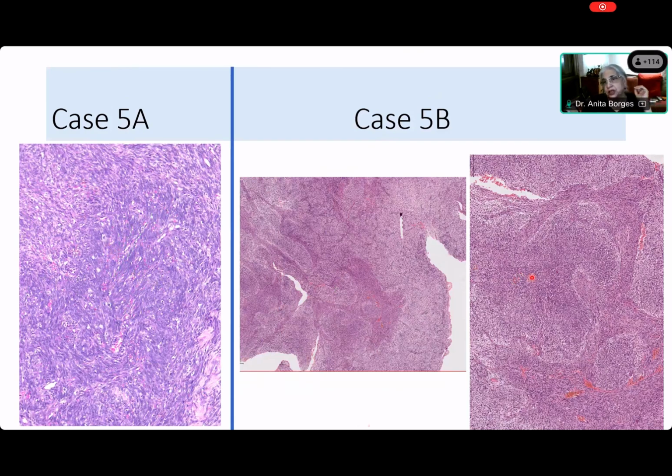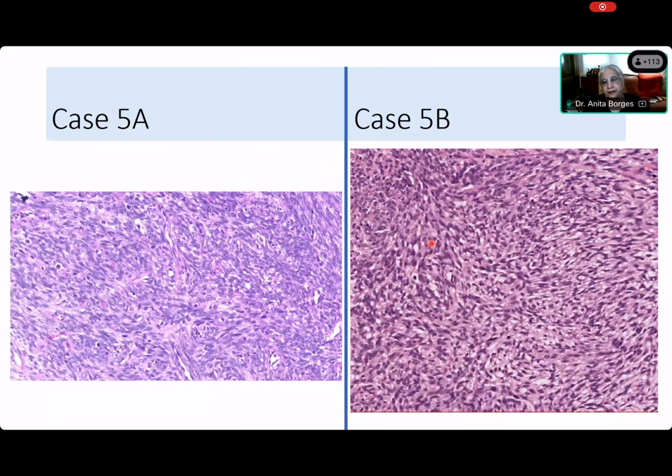On 5B, what do you see? We've seen this pattern before. No, this is in sheaves. We saw that this is a sheaf. You can see the way that these are fascicles cut in different directions because they are placed in that crisscross fashion. Okay, now go on.